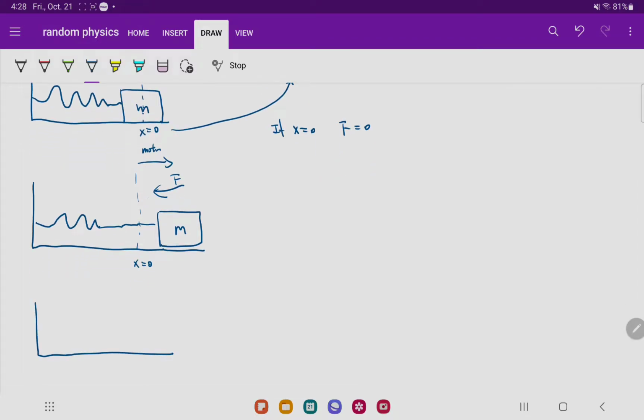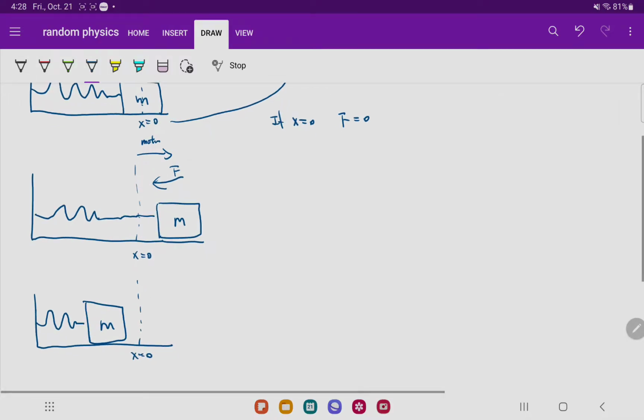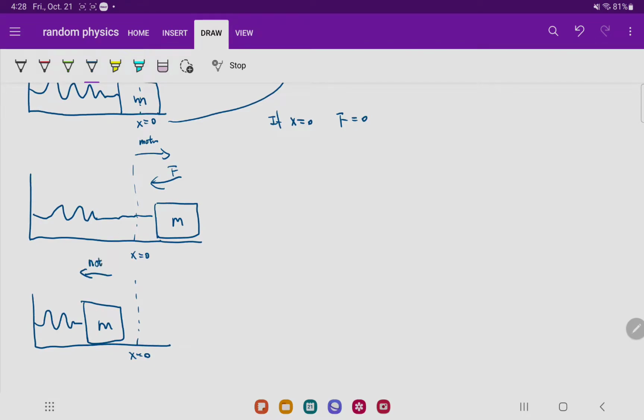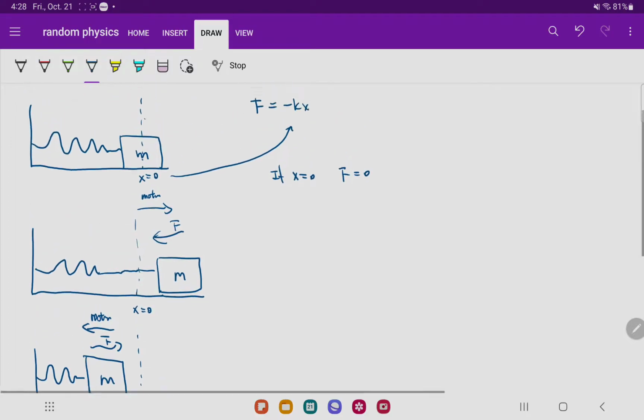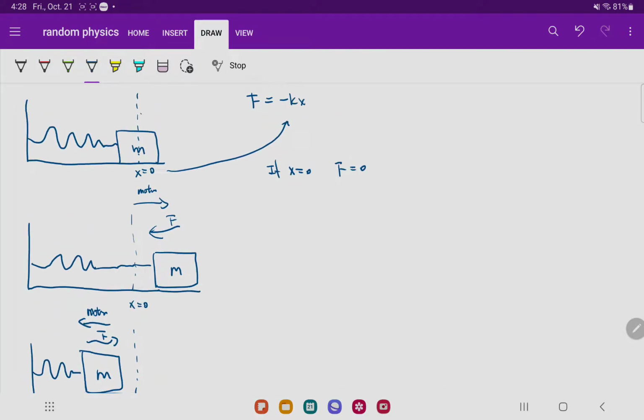If we look at another scenario where we compress the spring instead of pulling it, the equilibrium position is here. So we push the spring back, and the direction of the motion is this way. But as I said, the force of the spring is always the opposite of the direction of the motion. Therefore, the restoring force is going to go this way. So the direction of the force changes depending on which way the motion is. That's why there's a negative: the force is always opposite to the direction of the motion.